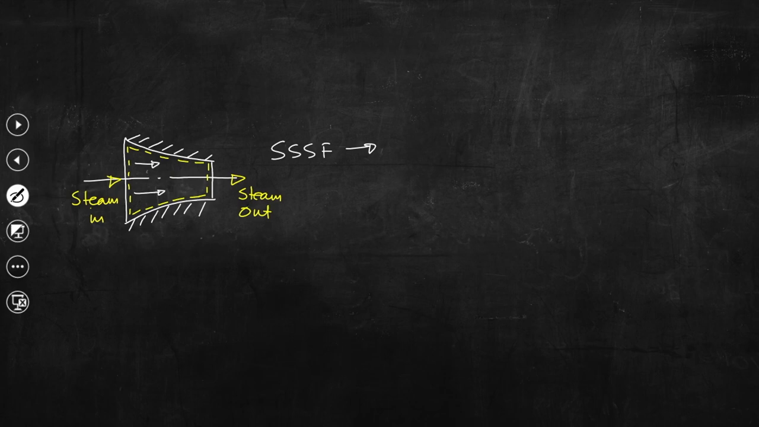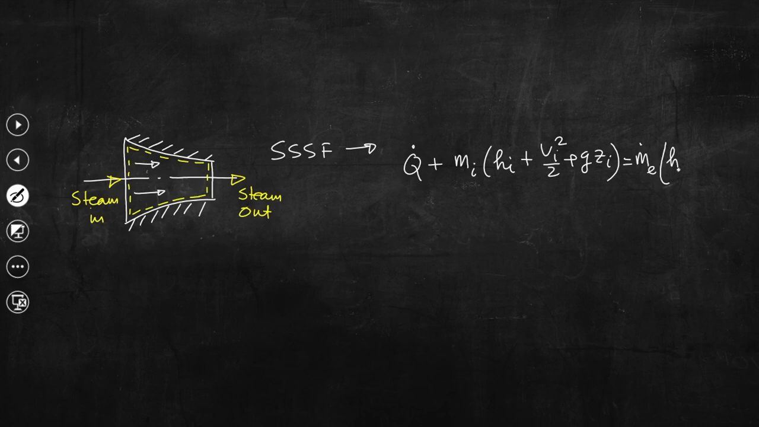then we can write the generic equation, that is Q dot plus m_i dot (h_i plus v_i square by 2 plus g z_i) equal to m_e dot (h_e plus v_e square by 2 plus g z_e) plus W dot. Since the process is steady state steady flow, dE_CV/dt equal to 0.